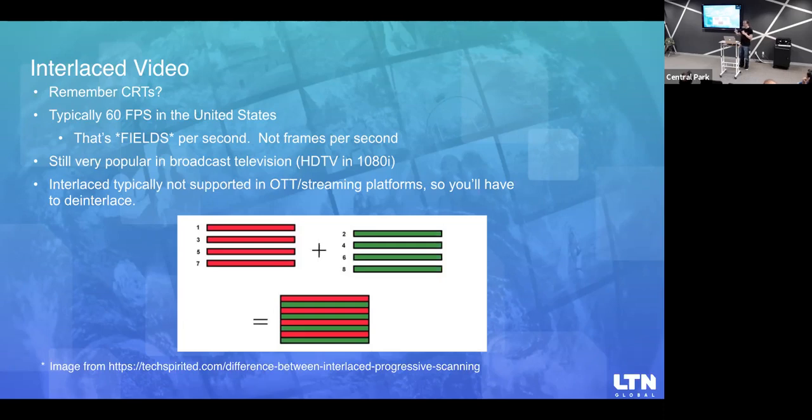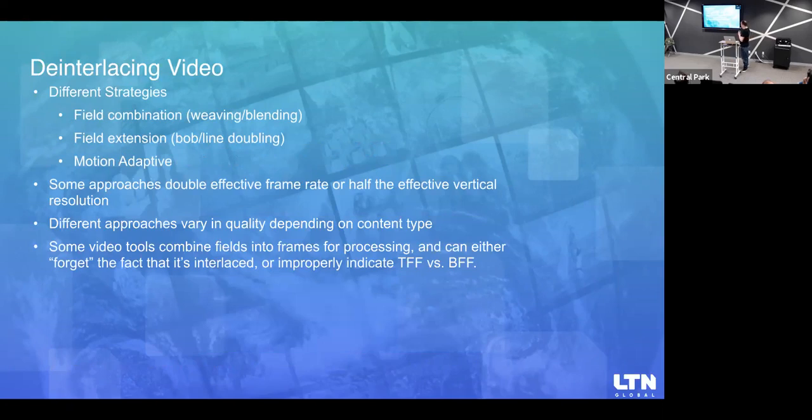It's not just, can I take these two areas of video and stick them together and send them along their way? You actually have to take into account that they're from different periods of time. So that's how we get to de-interlacing.